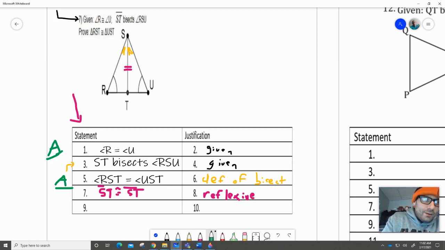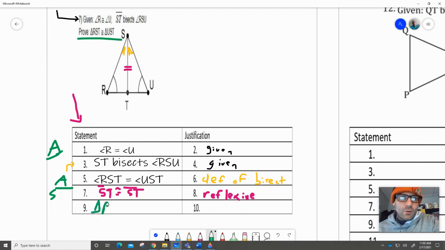So that gives us a side. Now it could be angle side angle or angle angle side. However, for angle side angle, the side needs to be in between the two pairs of congruent angles. So if it was angle side angle, we would need RS to be congruent to SU, because that's the side in between the two angles. That's not the case.